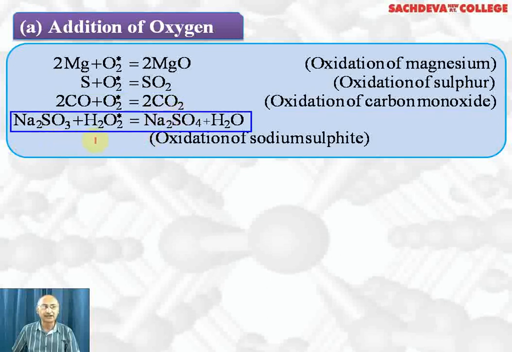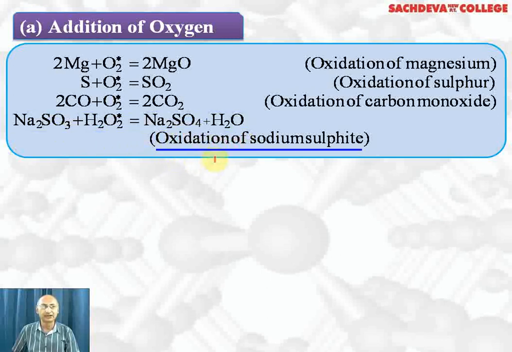Sodium sulfite reacts with hydrogen peroxide. Hydrogen peroxide is an oxidizing agent because it gives oxygen. It converts sodium sulfite to sodium sulfate, and water is formed. So this process is oxidation of sodium sulfite.